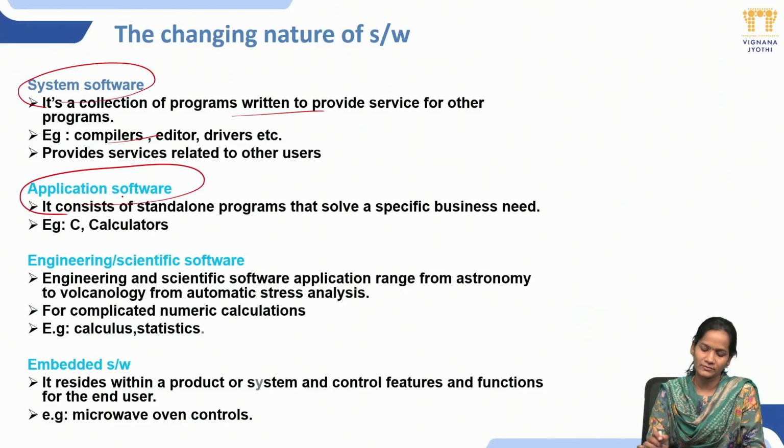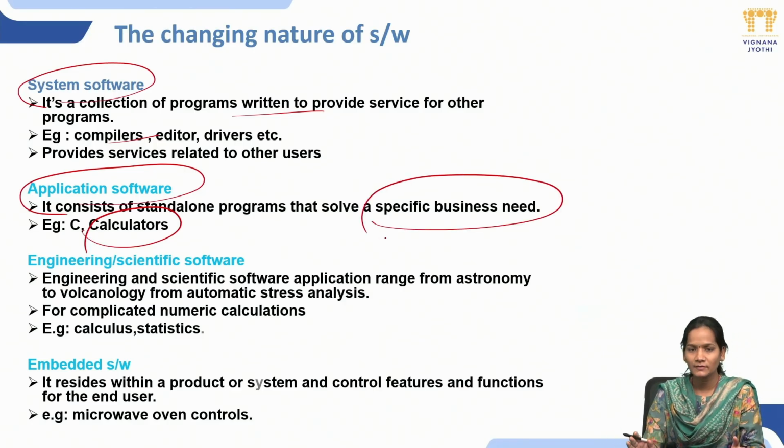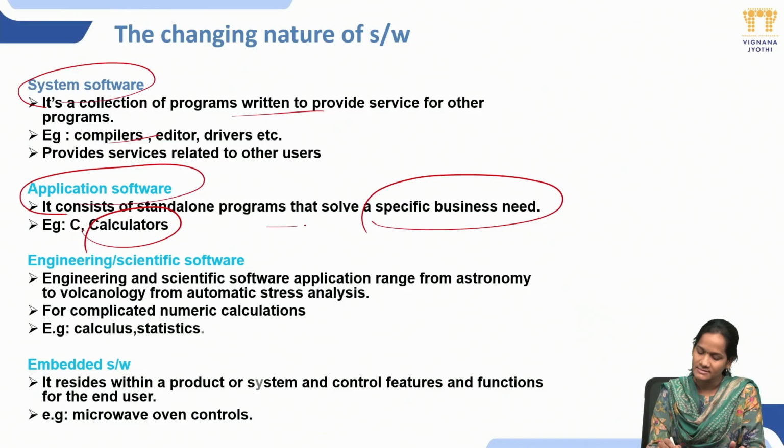Next, application software. See, it consists of the standalone program, solves the specific business needs. We have taken the example as a calculator, for example. See, calculator, what purpose we use? See, specific business need, as we have mentioned here. Specific means what? If we take the calculator, to addition of two numbers, what is a specific symbol? We use addition symbol. Same way like subtraction and multiplication, right? So that is the reason it consists of standalone programs to solve a specific need. That is what application software.